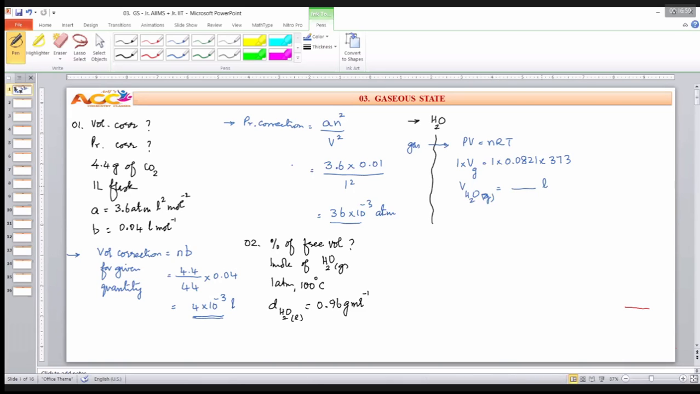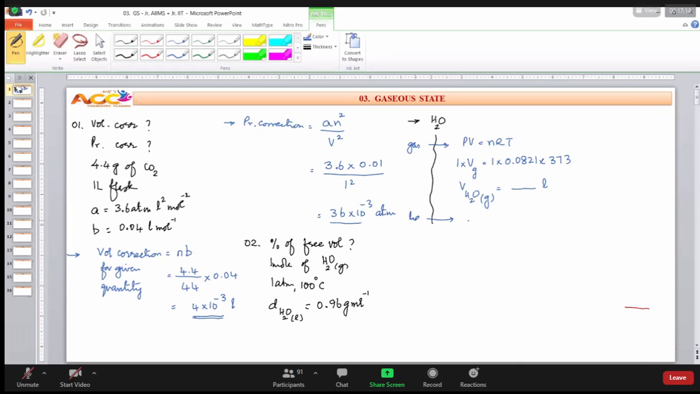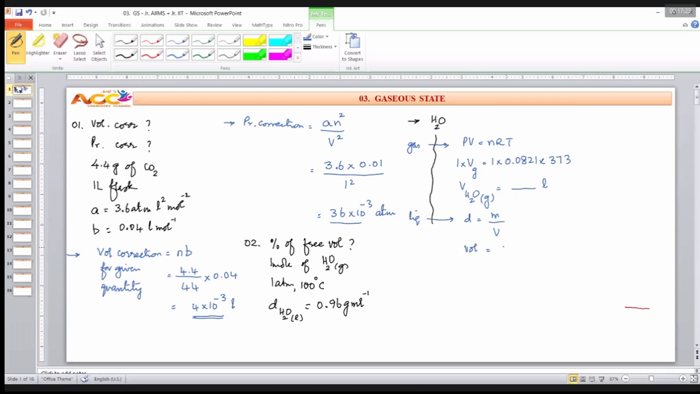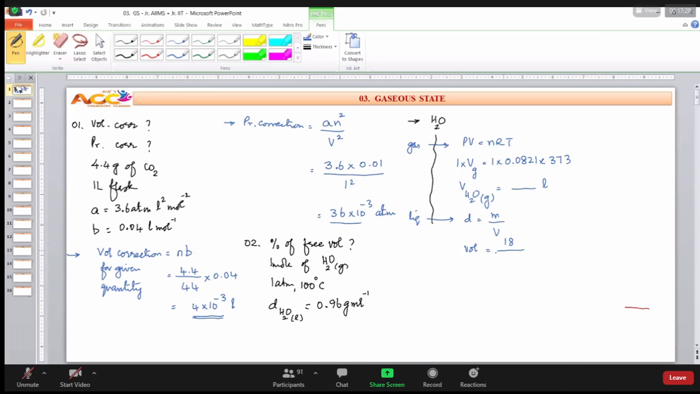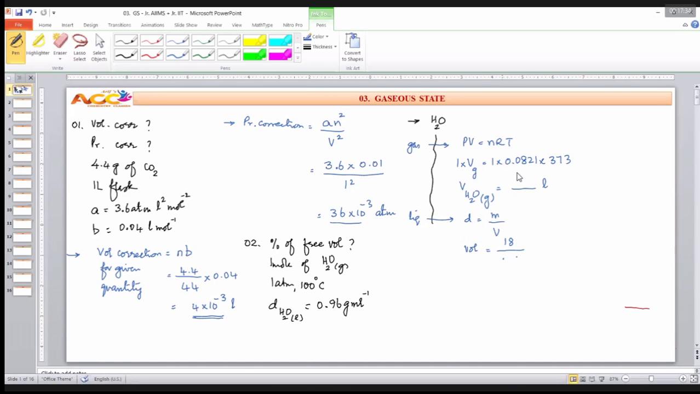Nice. Answer is in liters. Now the question is, if the volume of water available in gaseous state is this much, then try to find out what is the volume in liquid state. Density is equal to mass by volume. Therefore, volume of liquid water is equal to mass by density. What is mass? 1 mole. 1 mole is equal to 18 grams, whether you are having solid, liquid or gaseous state. Therefore, we have 18 grams by density. What is density? 0.96. Sir, I got it. This is called alpha. This is known as beta, liters.